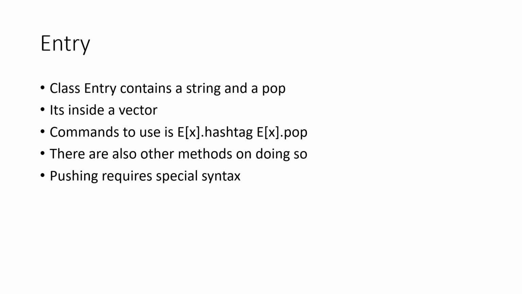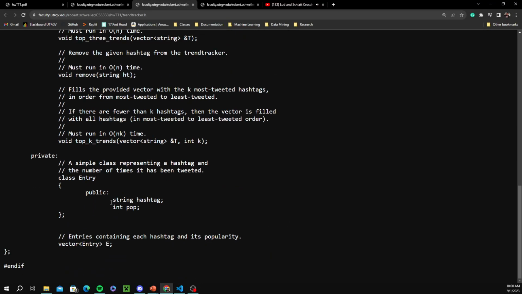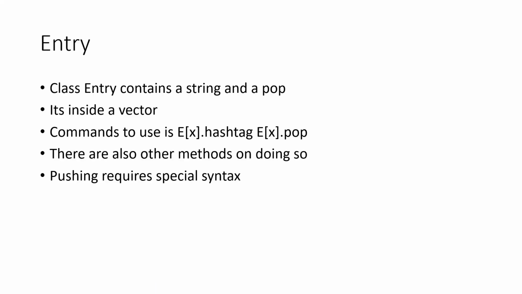Now, there are also other methods that you might be needing, and pushing requires a special syntax. Some students use pair to have a hashtag and a pop. So let me show you real quick how it looks. I have a string and an int pop. That's mostly it. So I call my vector E[x].pop, unless it's something else. Let me write it down, because I might be wrong with the syntax here since I haven't worked with this.